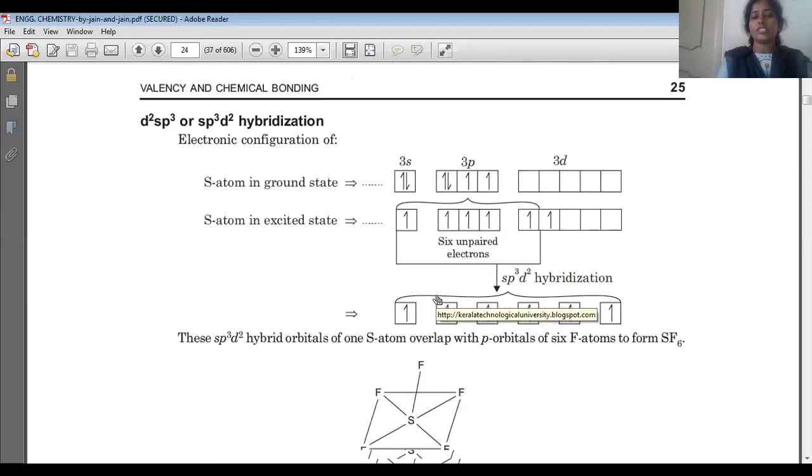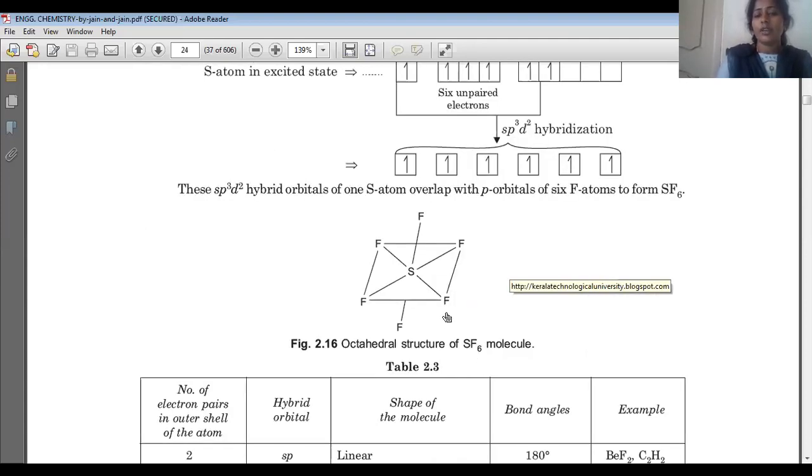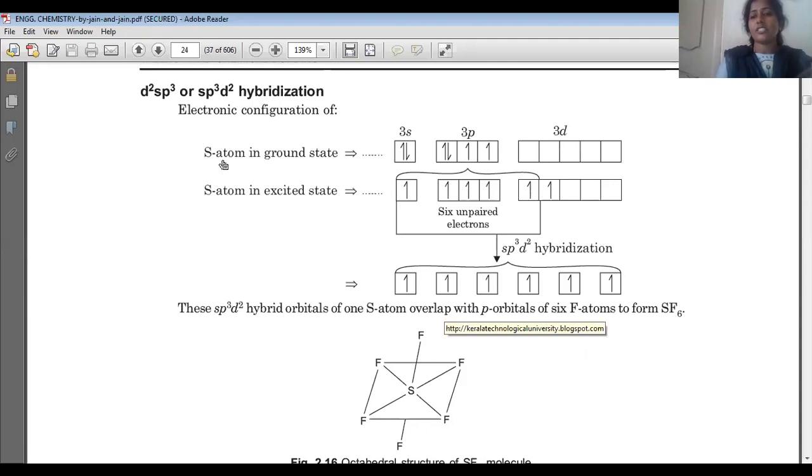So next we are going to discuss d2sp3 or sp3d2 hybridization. Two d orbitals, one s orbital and three p orbitals are involved in the bond formation. The simple example is the SF6 molecule. We are taking sulfur. Sulfur is in the oxygen family, so the ns2 np4 configuration will be there. So s orbital has 2 electrons and p orbitals have 4 electrons. When we excite this sulfur atom, the paired electrons jump into the 3d shell. So here we have 3s1, 3p3, 3d2.